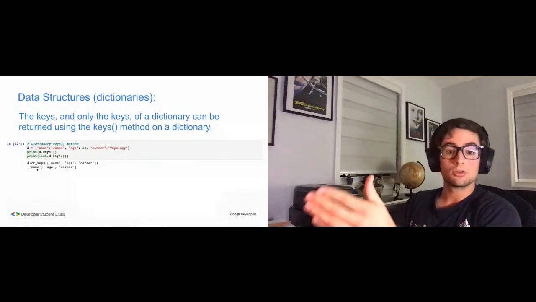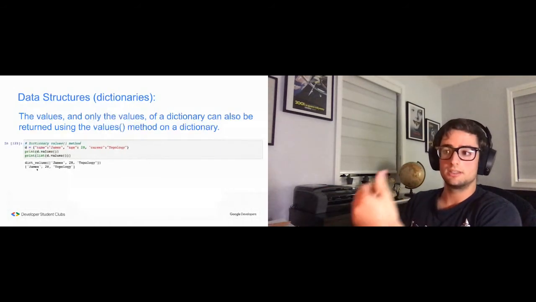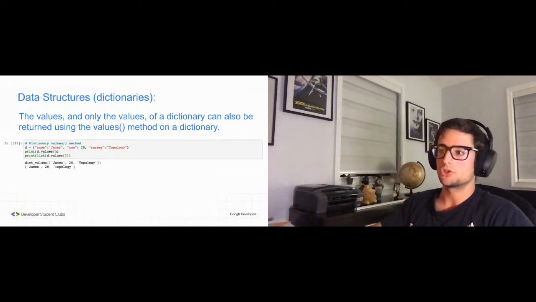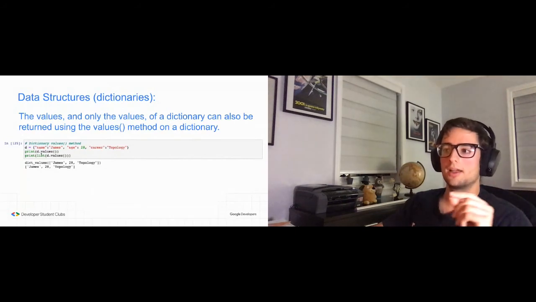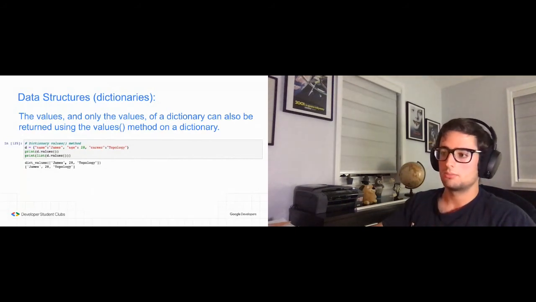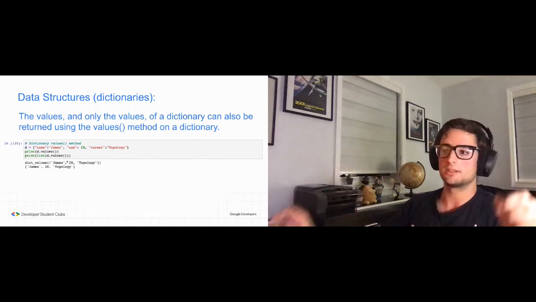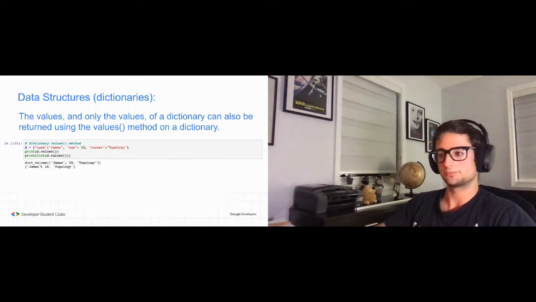Now, if you want to get all the values, instead of calling dot keys, you call dot values. And here all the values are James, 28, and topology. That's why when we call the dot values method, we get James, 28, and topology. It's still ugly though, so we have to turn it into a list using the list function to make it all pretty.